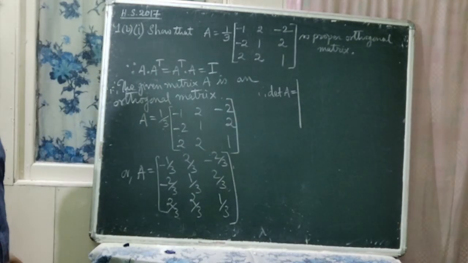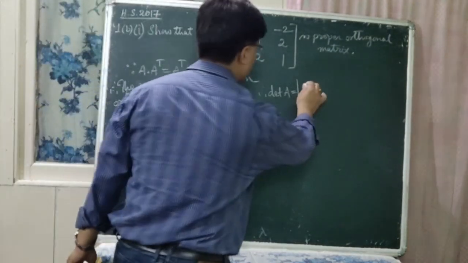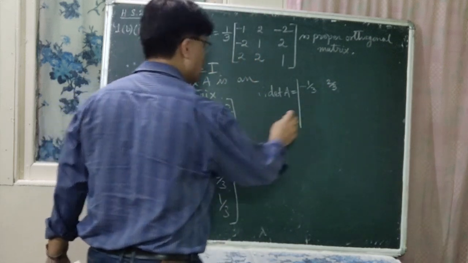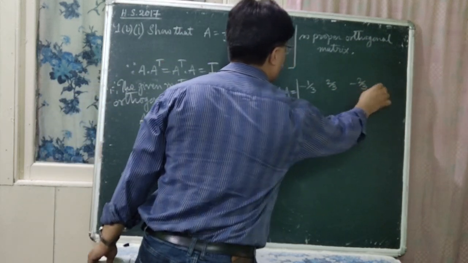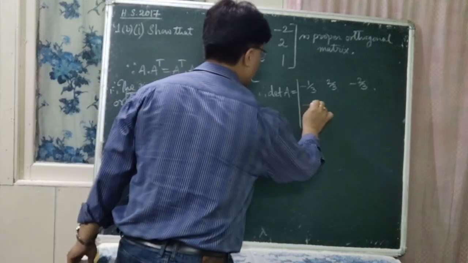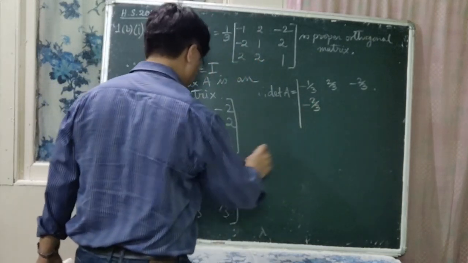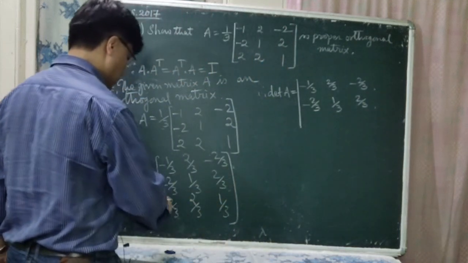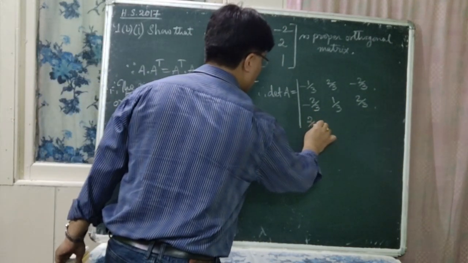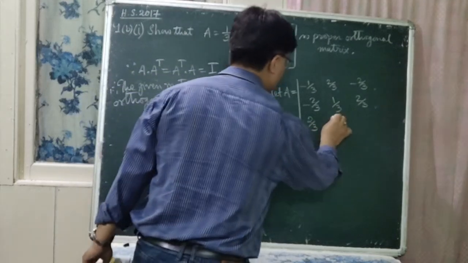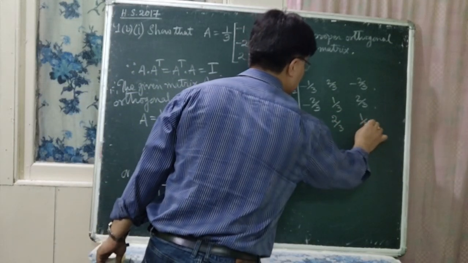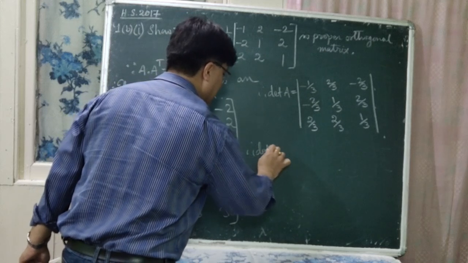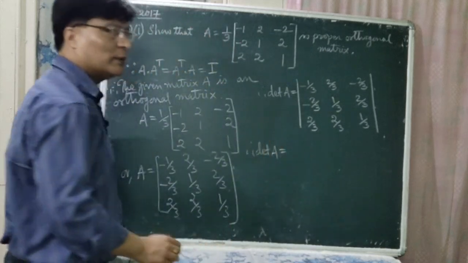Now it is converted into determinant form. Minus 1/3, 2/3, minus 2/3. Next, minus 2/3, 1/3, 2/3. Next, 2/3, 2/3, and it is 1/3. Okay, so therefore det A is equal to, now what will you do?